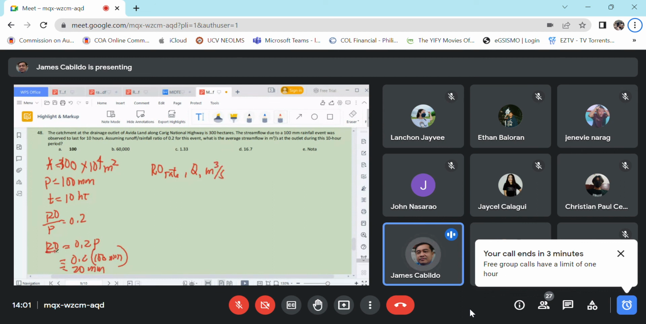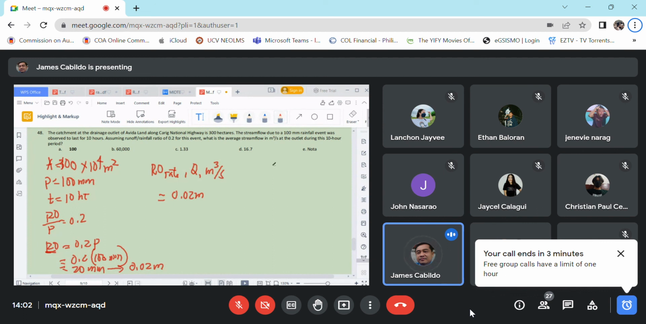So, ibig sabihin, itong runoff na to, na 20 mm, convert lang natin into cubic meters per second. So, itong 20 mm, that's equivalent to what? Divided by 1,000, di ba? Para maging meter sana ito, no? Maging meter. So, 0.2 times 0.1. So, 0.02 meters. Tama ba yan? Alright. So, this becomes now 0.02 meters. Anong i-multiply natin para magkaroon tayo ng cubic meters per second?